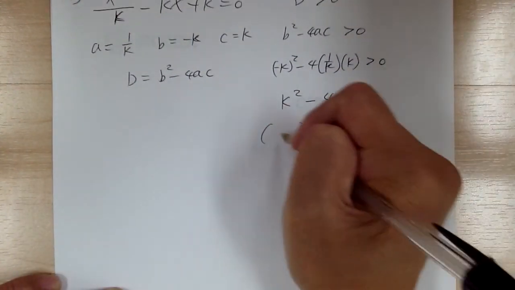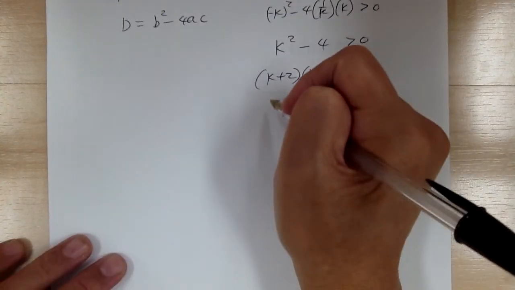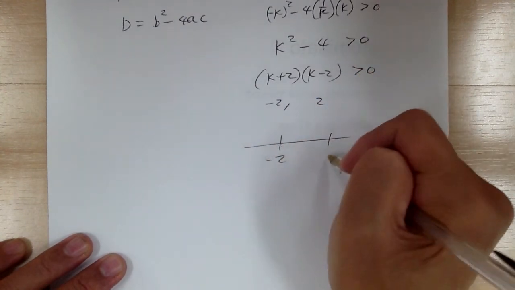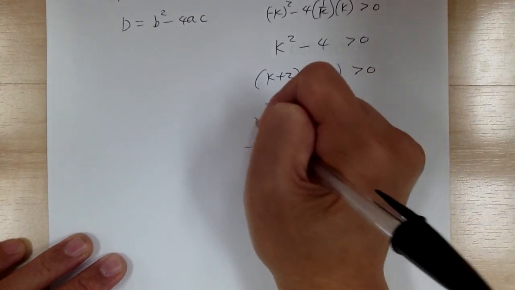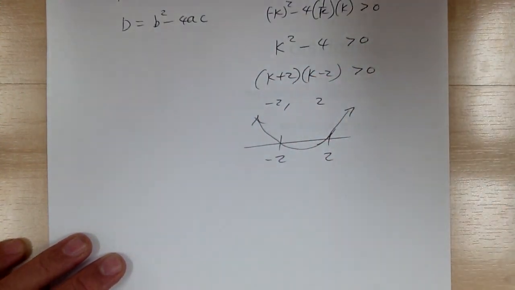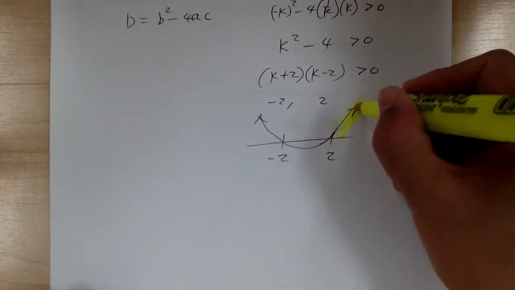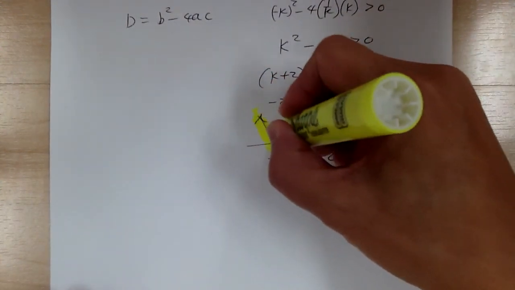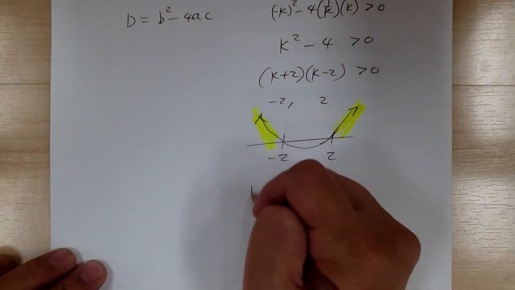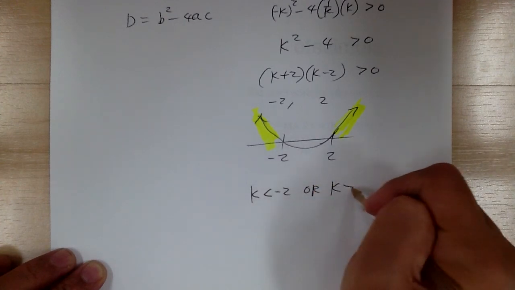You factor. So your critical values would be negative 2 and positive 2. So again, if you sketch these, and you want to remember this issue, like y greater than 0, the part that you're looking for is this part right over here and this part right over here. Therefore, you're going to get k is less than negative 2 or k is greater than 2.